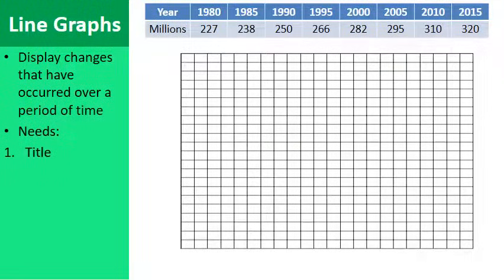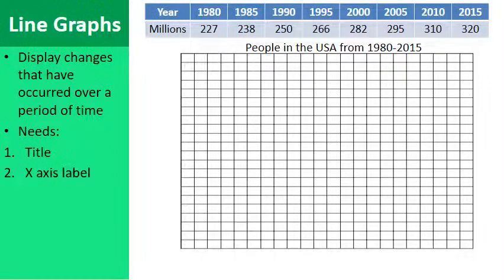Let's start with the title. How about my lab graph? Well, I hope you see that's just not acceptable. It doesn't tell me anything. Well then, how about science data? Again, this doesn't really tell me anything. How about people? Well, that's a little better. At least it tells me people are involved, but it's still so vague. How about something specific? People in the USA from 1980 to 2015. Be specific to the readers of your graph.